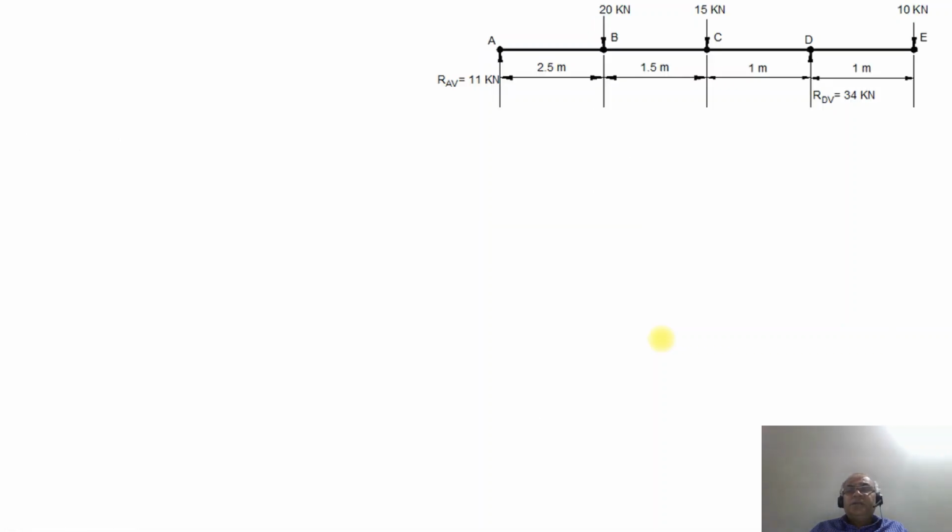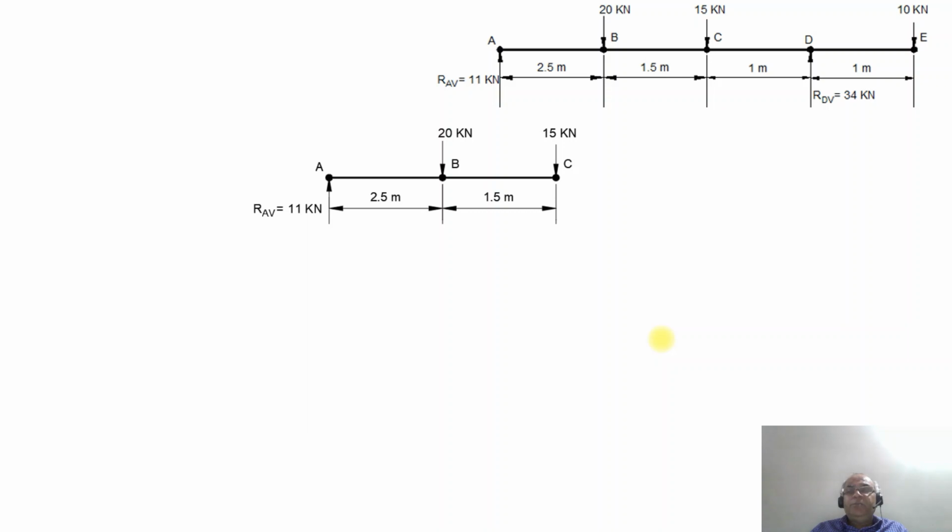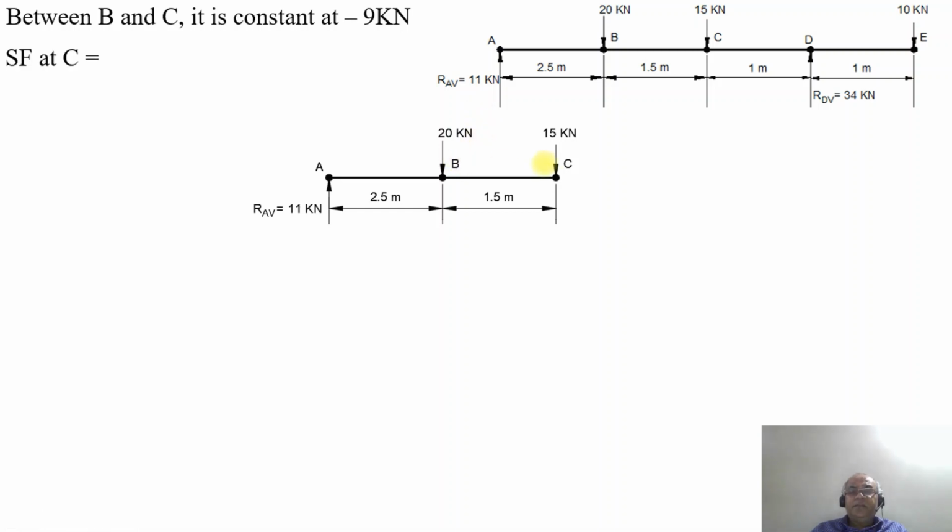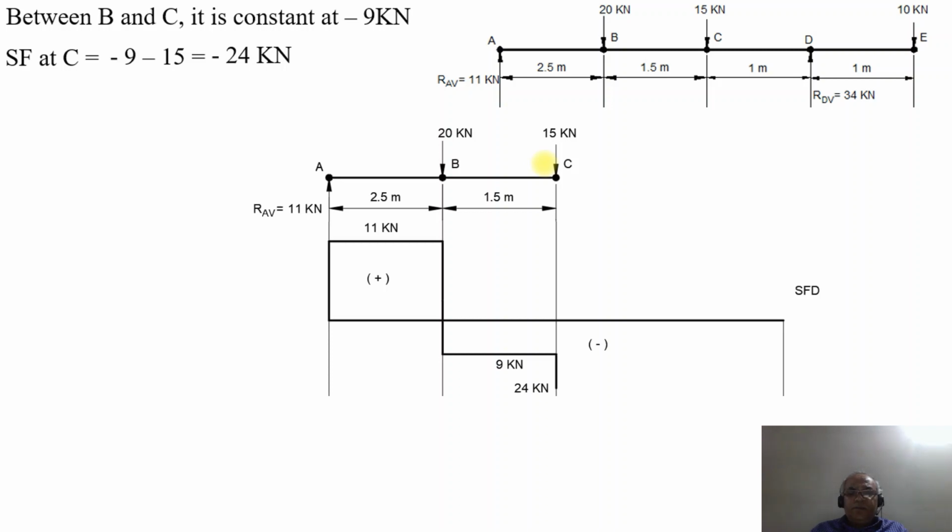Now, we consider between B and C, with the point load at point C acting downwards. Between B and C, as there is no other load acting, it is going to remain constant at minus 9 kilonewton. Then at the point C, SF at C is minus 9 minus 15, which becomes minus 24 kilonewton. So from minus 9, it drops down to minus 24 kilonewton due to the point load at the point C, which is 15 kilonewton.